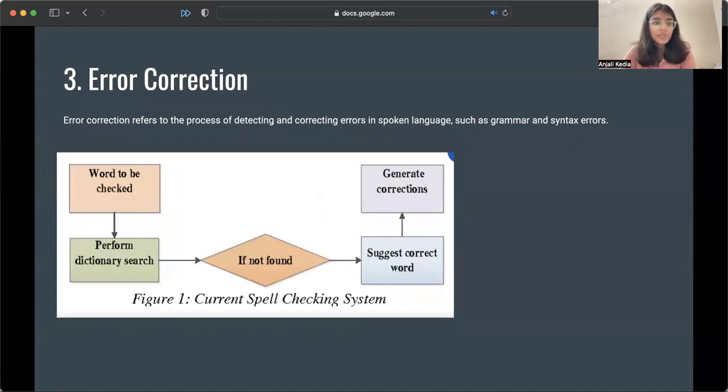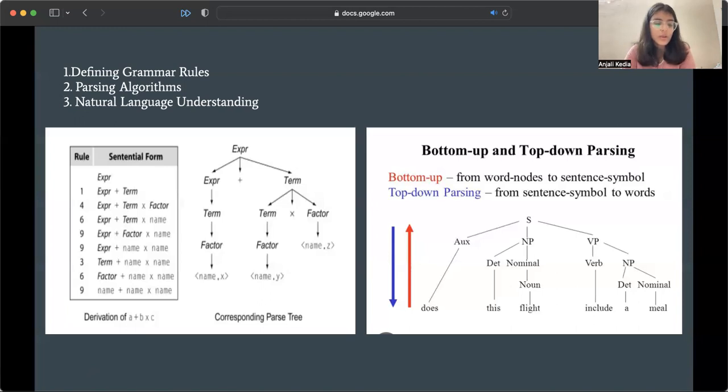The third type of example is natural language understanding. CFG is used to help speech recognition systems understand the spoken sentence by analyzing its structure and identifying the relationship between words and phrases.